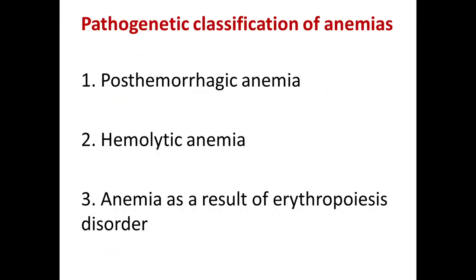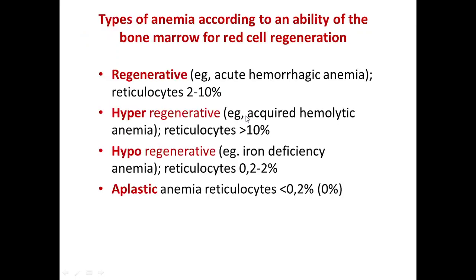Anemias can be classified according to the next classification. The first classification is pathogenic. According to this classification, all anemias are divided into post-hemorrhagic, hemolytic, and anemia as a result of erythropoiesis disorder. Next classification is according to the ability of the bone marrow for red cell regeneration.